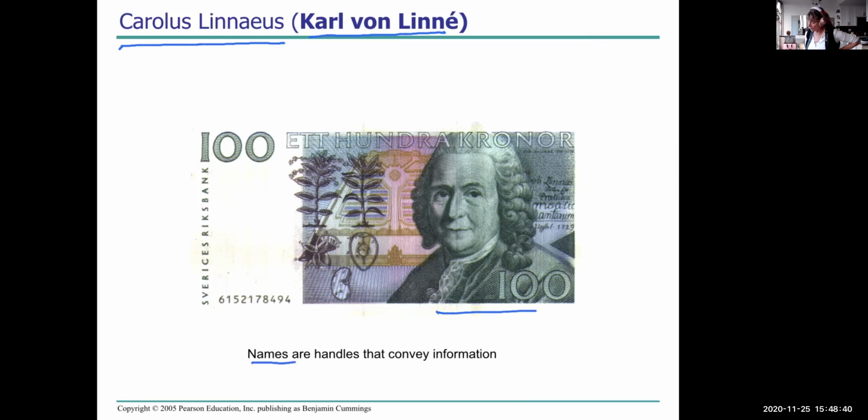And the names that he chose are handles that convey information, like Ulmus rubra, for example. It's a kind of elm, and it's red, rubra. So there is a lot of information in Latin names, lucky for us.